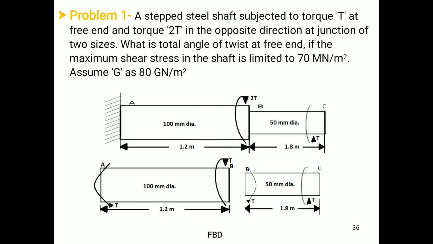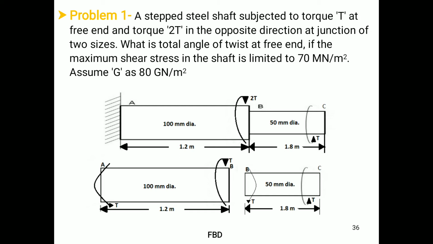From that particular data we have to find out the total angle of twist, that is theta. Theta 1 plus theta 2 will give you the value of total angle of twist, and the maximum shear stress is limited to 70 meganewton per meter square and the value of G is 80 giganewton per meter square. So remember that while solving the numerical based on this concept, first of all we have to draw the free body diagram. You always start drawing the free body diagram from the free end.